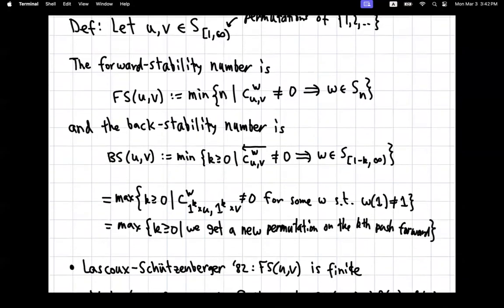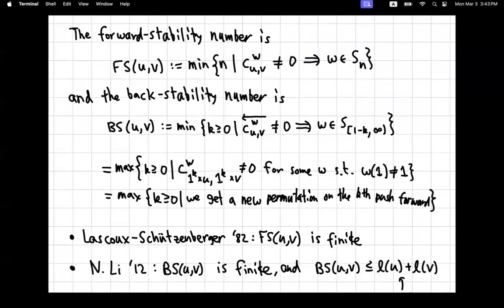So Lascoux and Schützenberger, all the way back in 1982, developed Schubert polynomials and generalizations thereof. The fact that those are polynomials that are stable across all symmetric groups, as long as they're large enough to include the permutation, means automatically that this forward stability number is going to be finite. Because all you need to do in any symmetric group is multiply the Schuberts and then expand, and whatever that expansion is, it's a finite expansion. There's some largest symmetric group that you need to contain all of that.